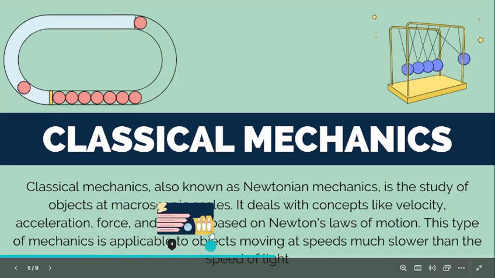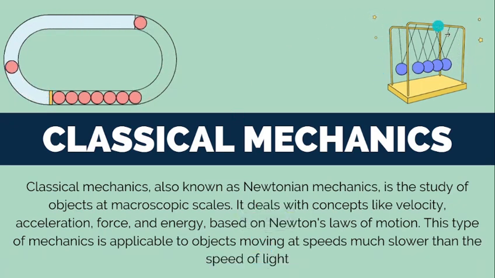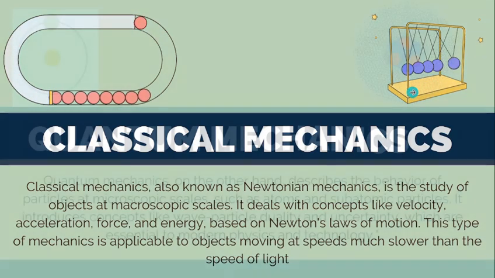Now see the example, the swinging pendulum. It is a simple example of classical mechanics. Gravity pulls it back, converting potential energy to kinetic energy as it swings, perfectly demonstrating motion and energy at work.